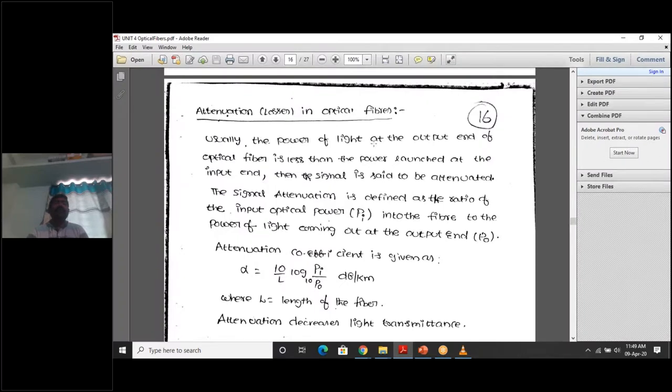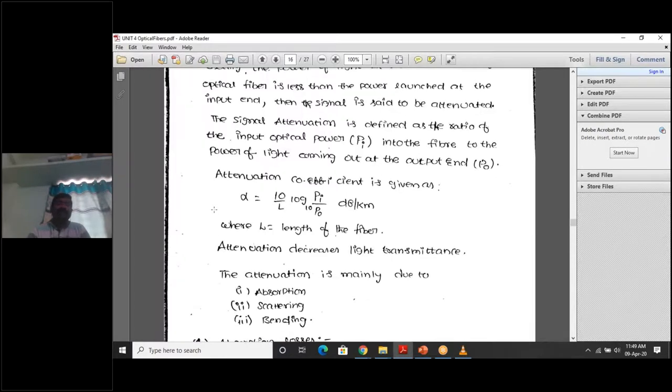Usually, the power of light at the output end of the optical fiber is less than the power launched at the input. This is called attenuation. Attenuation is represented with the attenuation coefficient. The general definition of attenuation is the ratio of input power to the output power. And this attenuation is represented with the attenuation coefficient.